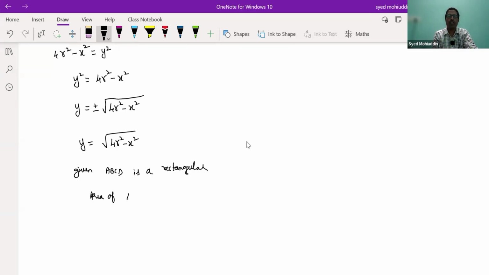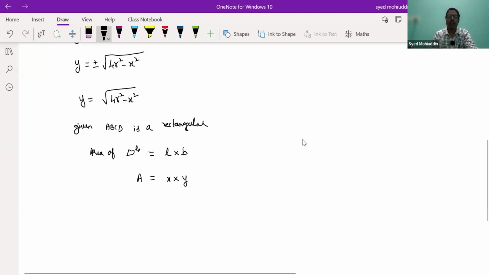What is the area of the rectangle? The area of the rectangle will be length into breadth. Length is what we have taken. Let me take the area of the rectangle as A. Length we have taken as x. Breadth is y, but the y value we have obtained over here. Let us write down, x into y, where y is root of 4r square minus x square.